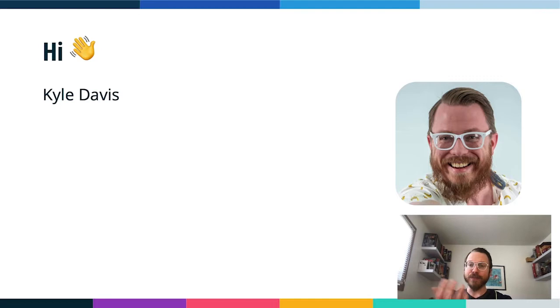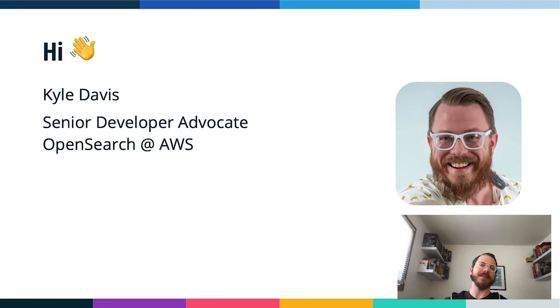Now, what do I do for a living? I am the senior developer advocate for OpenSearch at AWS. I was originally hired for a slightly different product called OpenDistro for Elasticsearch, which we'll get to in a moment. But I work exclusively with OpenSearch these days, and OpenSearch is open source, so I work exclusively with open source. So I don't really do much with AWS as far as the services which are offered to cloud customers.